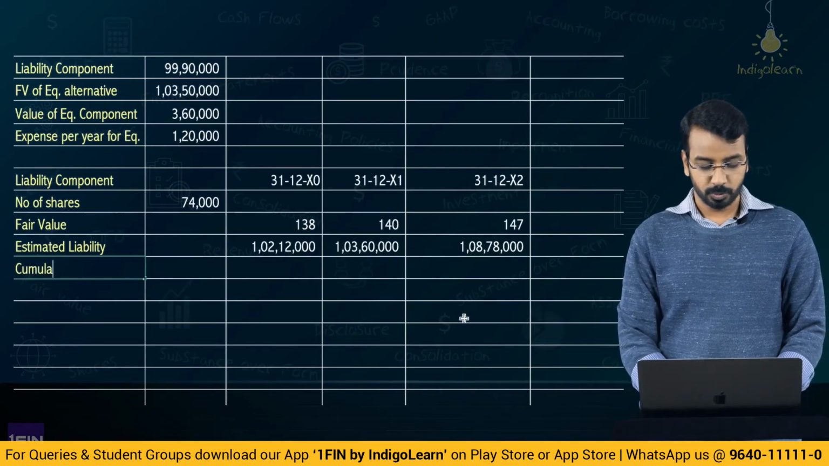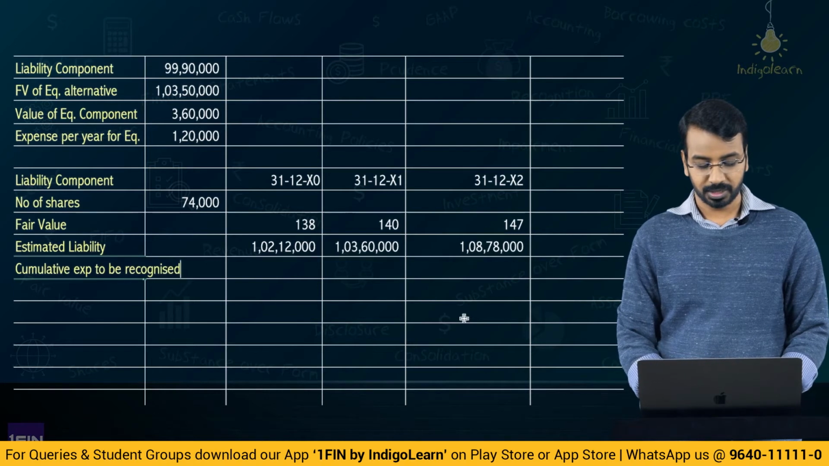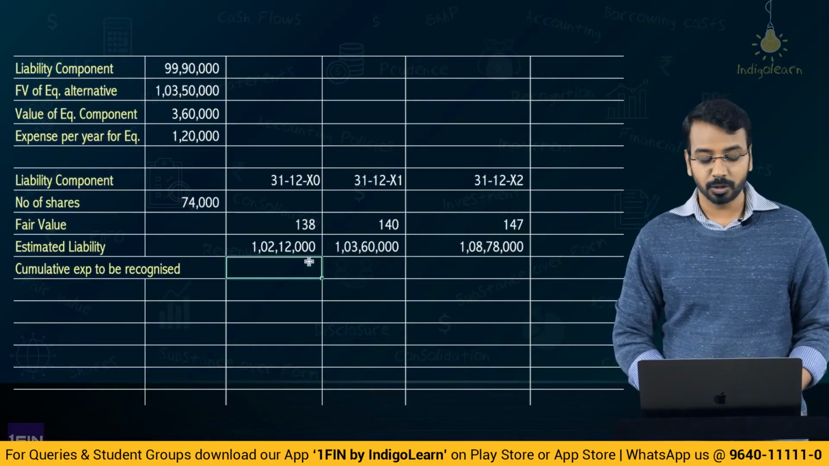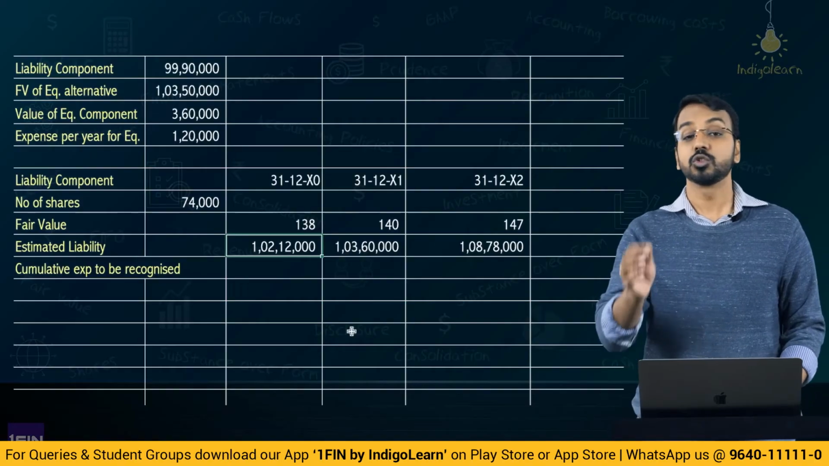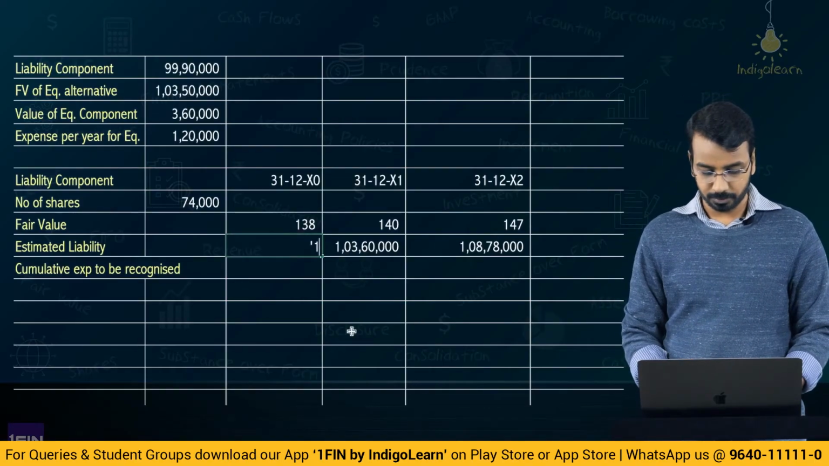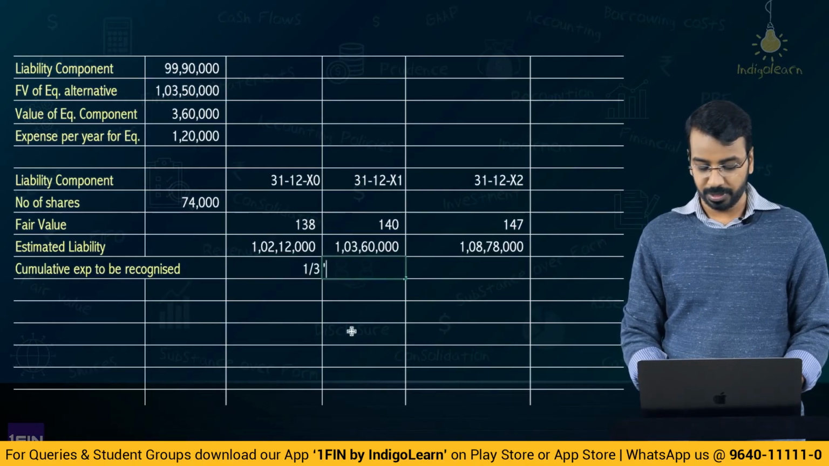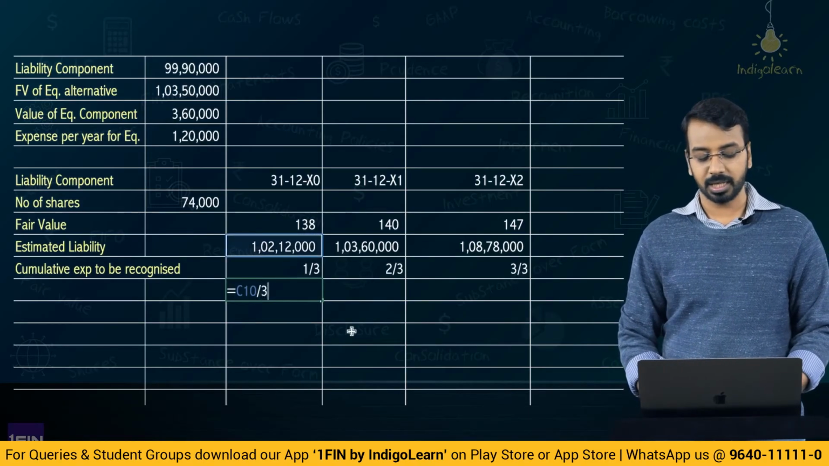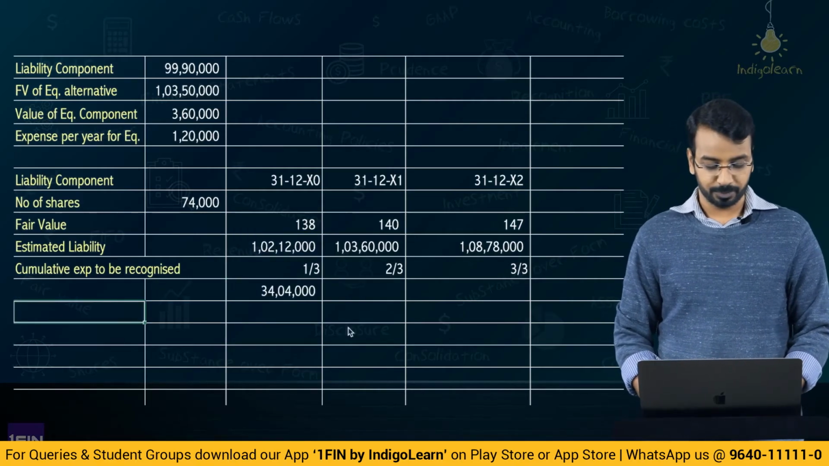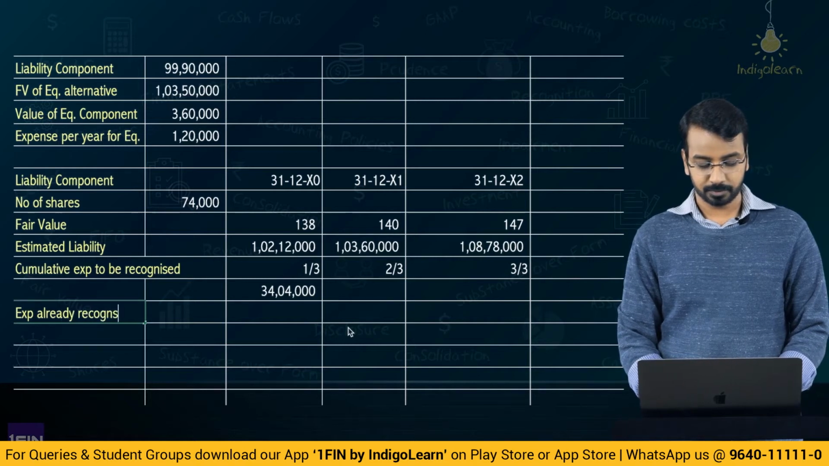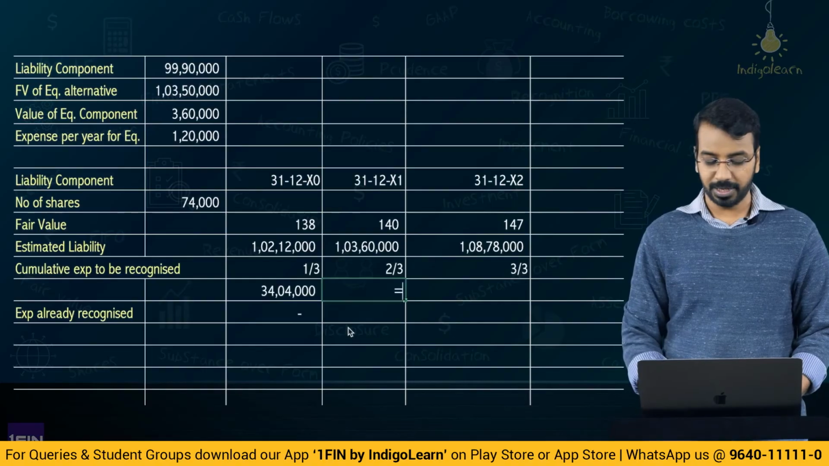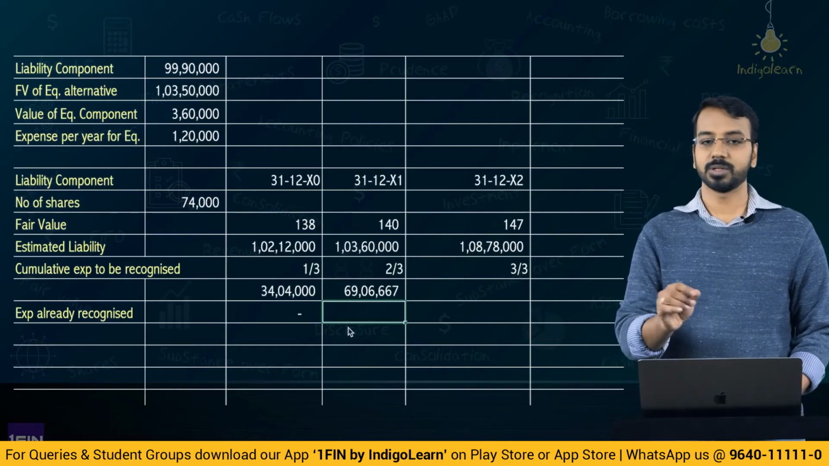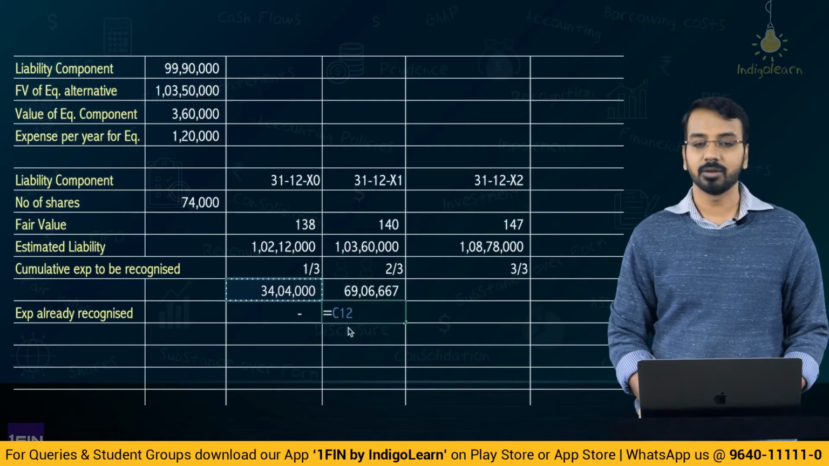Okay. Then the cumulative expense to be recognized. At the end of year 1, how many years' expense will you recognize? See, the service condition is for 3 years and this amount is the total expense for 3 years. So, for the first year, the cumulative expense will be 1/3, the second will be 2/3 and the third will be 3 out of 3, that is the full amount. So, this divided by 3, you get 34,04,000. Expense already recognized is 0. Then for the second period it is 1 crore 3,60,000 divided by 3 multiplied by 2, you get 69,06,667. Expense already recognized is 34,04,000.